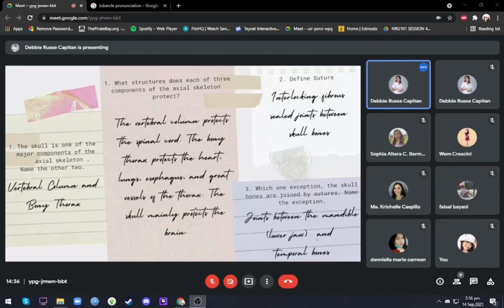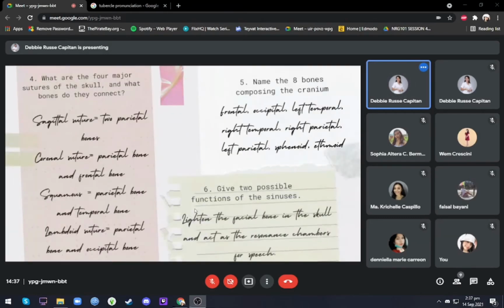Number 3, with one exception, the skull bones are joined by sutures. Name the exception. Our answer is the joint between the mandible, or the lower jaw, and the temporal bones. Number 4, what are the four major sutures of the skull and what bones do they connect? First is the sagittal suture. It connects the two parietal bones.